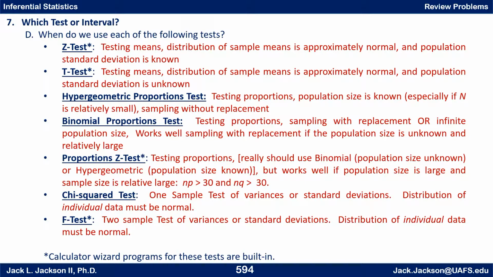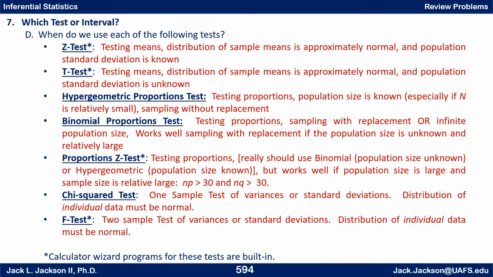We can use binomial distributions to approximate these hypergeometric probabilities when we're doing proportions testing in confidence intervals. It's appropriate when we're testing proportions and the sampling is with replacement or an infinite population size. But it works well as an approximation if you're sampling without replacement and the population size is relatively large and unknown. So the nice thing about the binomial proportions test, you do not have to know the population size. But if you're reasonably sure it's big, then it's going to be producing essentially the same results as the hypergeometric.